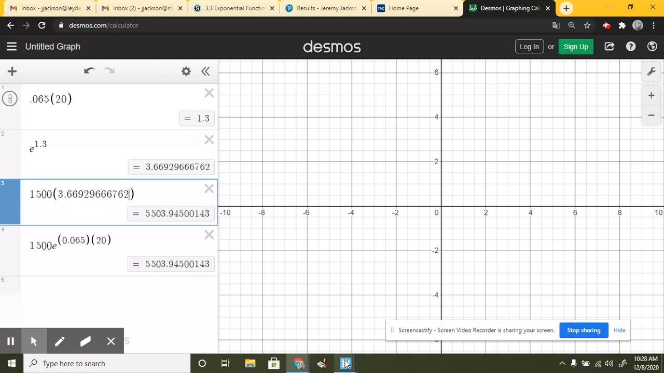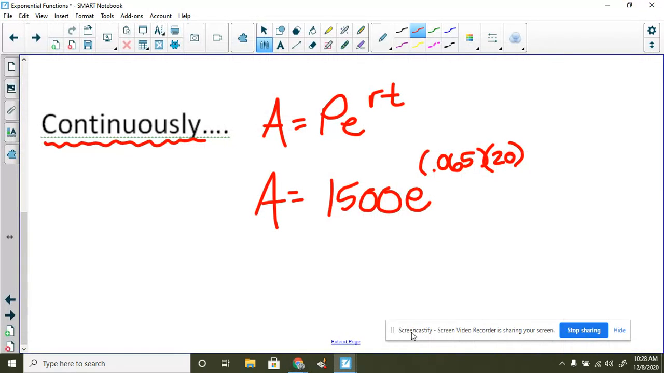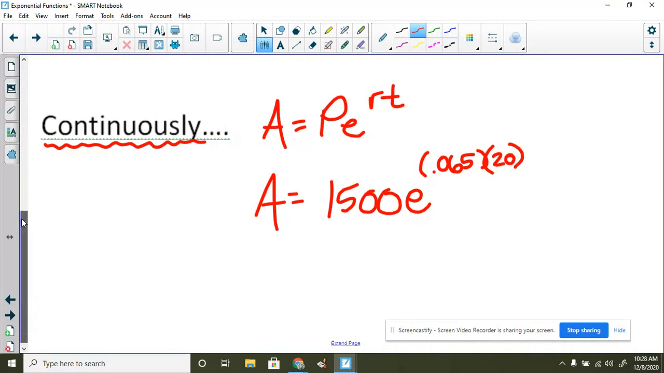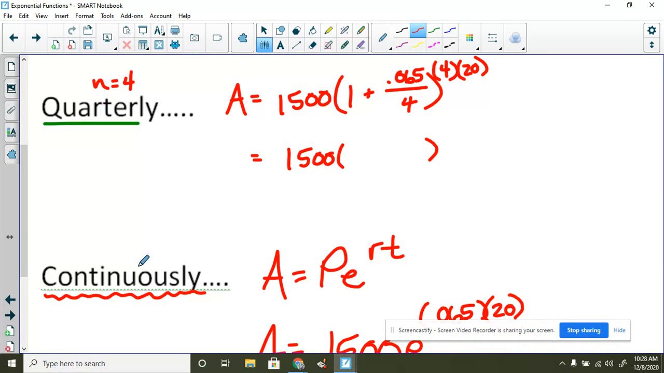All right. So make sure when you're doing problems like this, you're taking heed of what word they're using to talk about the interest. Quarterly, monthly, annually, semi-annually, biannually. Words like that are talking about how many times they happen in 1 year. If you don't see any words like that and they say continuously, we're using this formula.